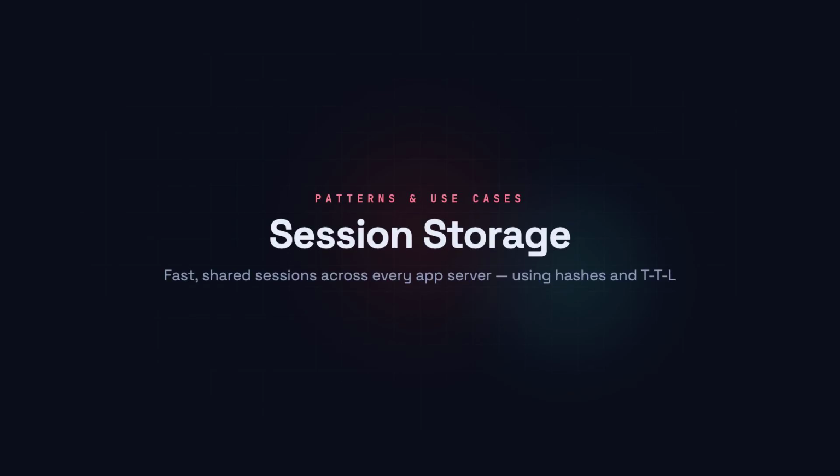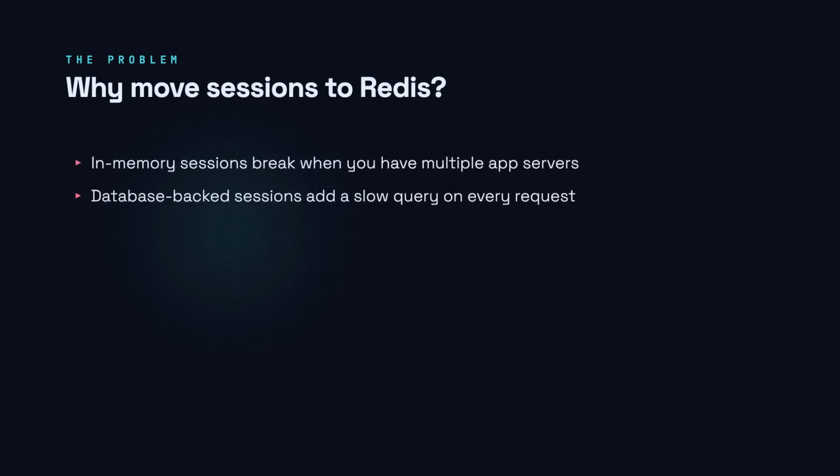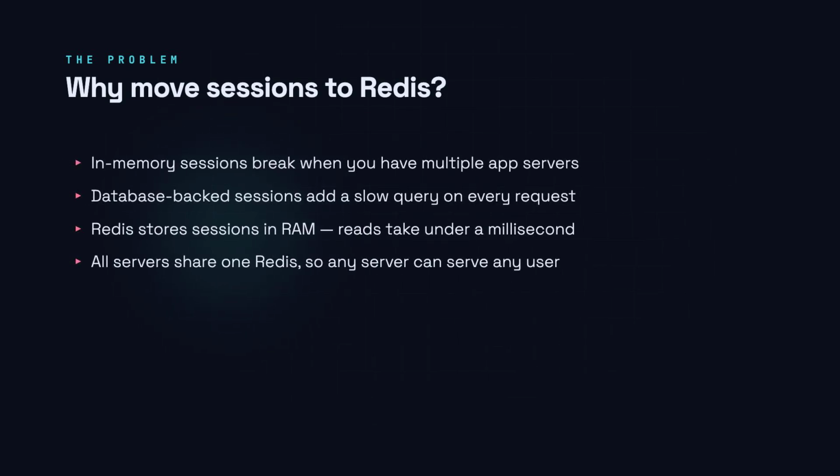In this video you will learn how to store user sessions in Redis so every app server can read and write them instantly, and how to spot common mistakes when reviewing code that does this. When your app runs on more than one server, a session stored in one server's memory is invisible to the others. Redis solves this by acting as a shared, low-latency session store that every server talks to.